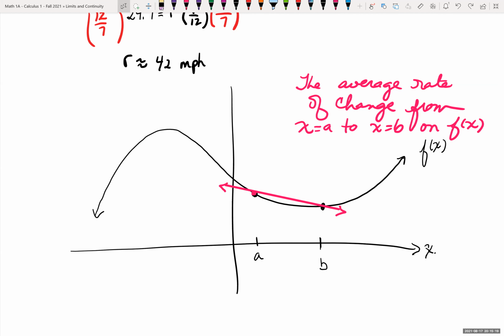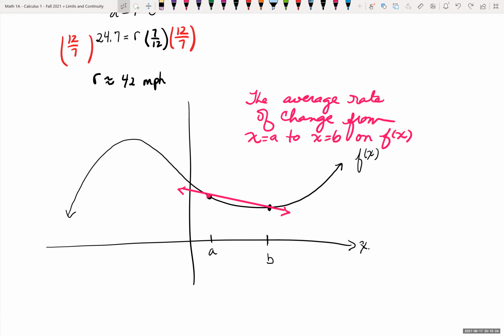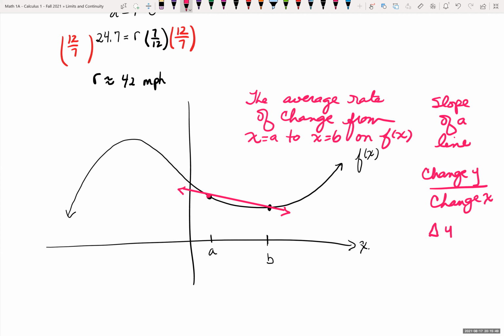Well, that's just the slope, right? And so recall, and I'm just going to write this. This is the slope of a line. Remember, the slope of the line is the change in y all over the change in x. Another way to write that mathematically, that change in y is by this triangle. So triangle y over triangle x.